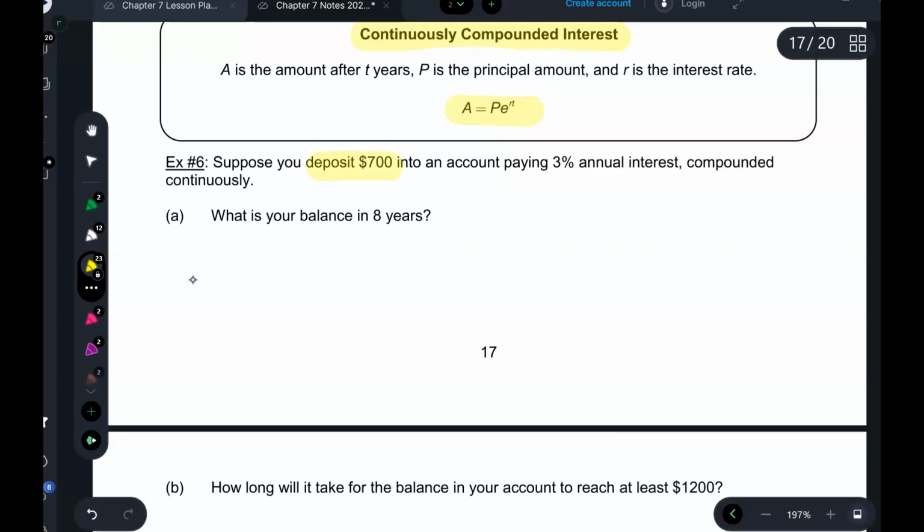So suppose you deposit $700 into an account paying 3% annual interest, compounded continuously. Anytime you see that word continuously, we know we're going to use the one with the E. Yes, sir. So that would mean you put $700 in your account and then you get 3%, so it'd be 721. Then 3% of 721 would just still be 3%. You understand what I'm saying? No. Say that again. So you put $700, and then after a year you get 3% interest, which means that you have 721. And then the next year, it would take another 3%.